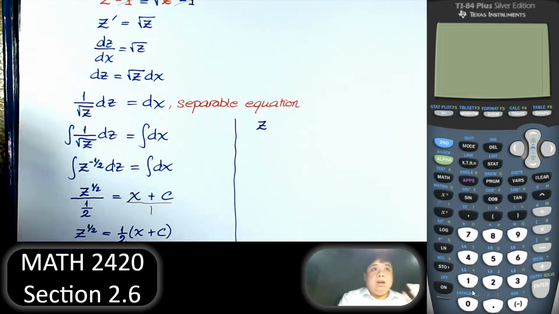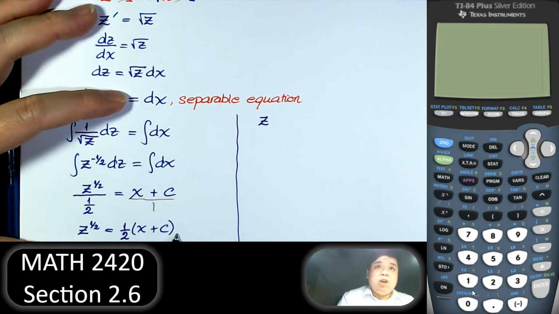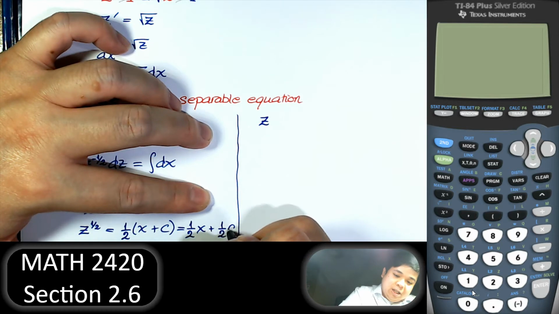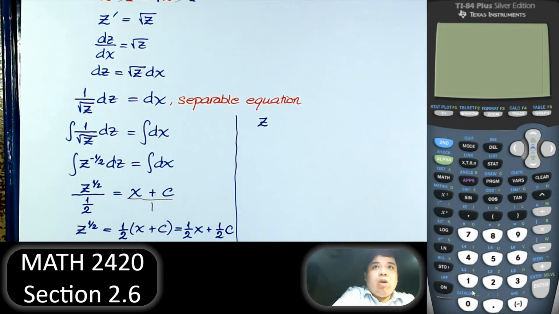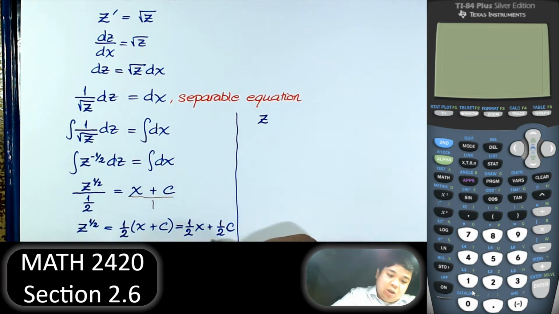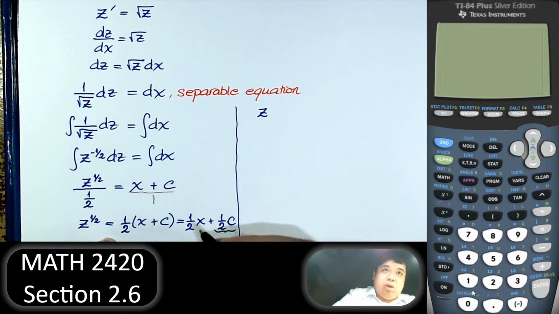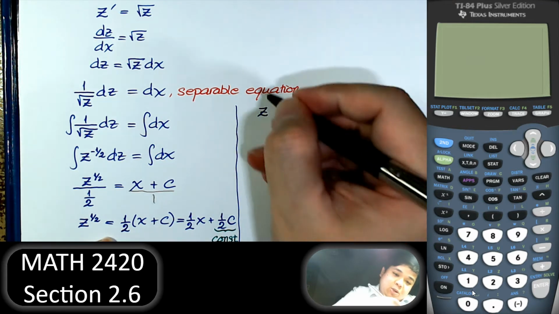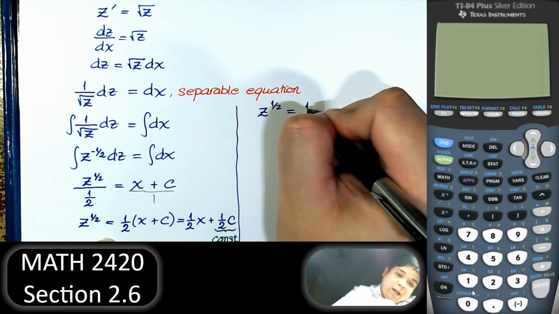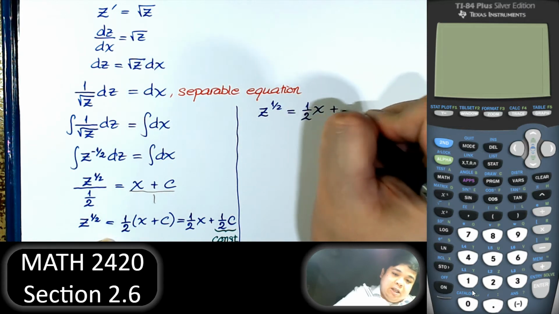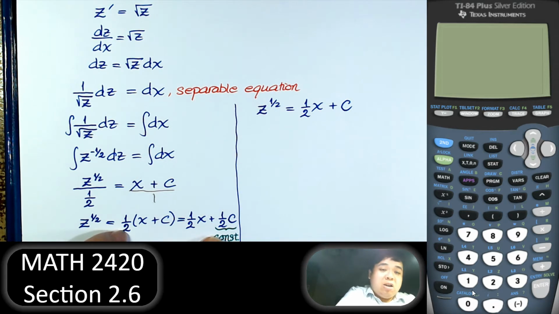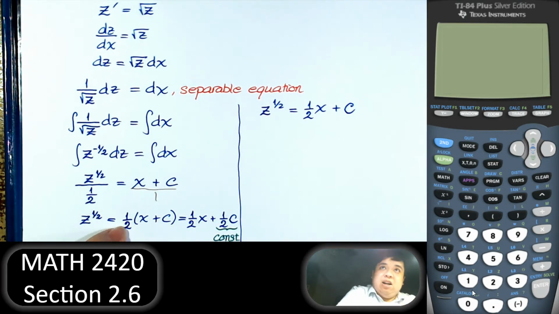By the way, before we do that, the 1/2 times x plus c, we can rewrite this as 1/2 times x plus 1/2 times c. Right? Now the reason we write it like that is that 1/2 times c is still a constant. So in that case we can say z to the 1/2 equal to 1/2 x plus c. Because 1/2 of a constant is still a constant, we will write that as a constant.